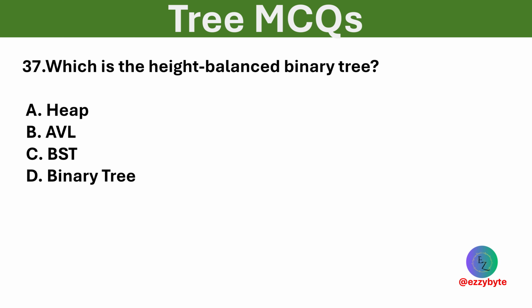Which is the height balanced binary tree? Options are heap, AVL tree, binary search tree, and binary tree. Option B is correct. AVL trees maintain a height difference of less than or equal to 1.